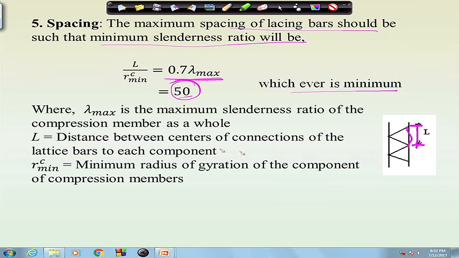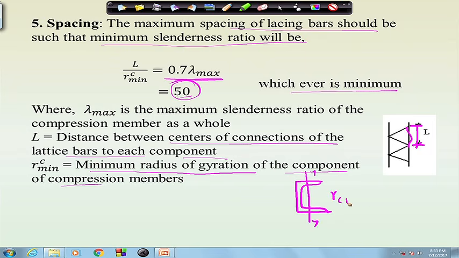Here L is the distance between center of connections of the lattice bars to each component. Now, what is RC minimum? RC minimum is the minimum radius of gyration of the component of the compression member. That means, if we use, say, channel section, then RC minimum will be RYY.